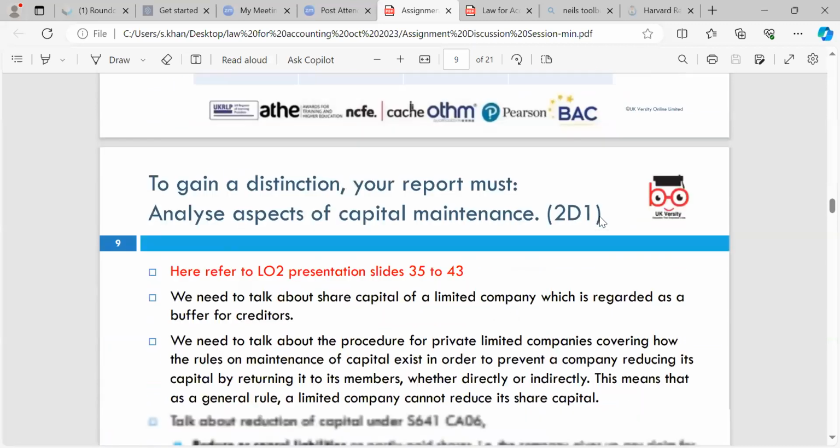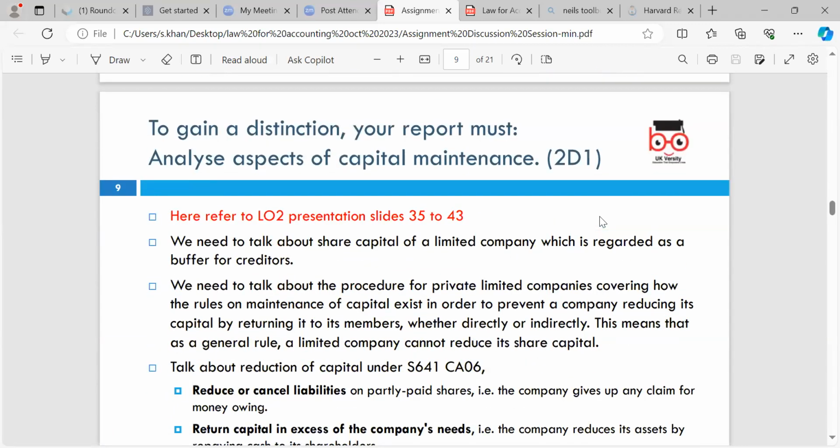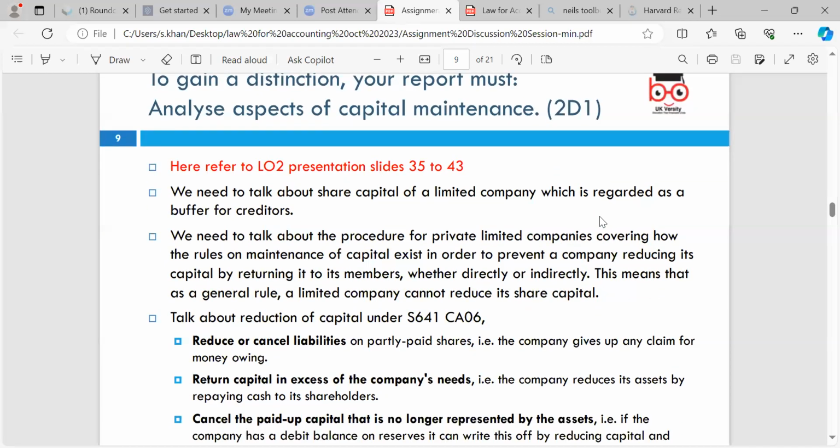Now, for task 1, if you want to gain a distinction, you will put this heading on: Analyze aspects of capital maintenance, 2D1. That's only if you want to get a distinction. Here, you would refer to learning outcome presentation slides 35 to 43.